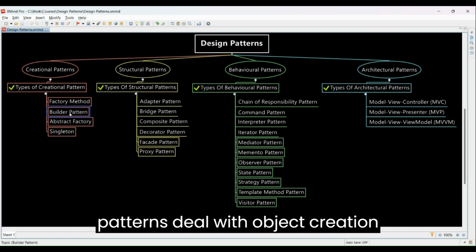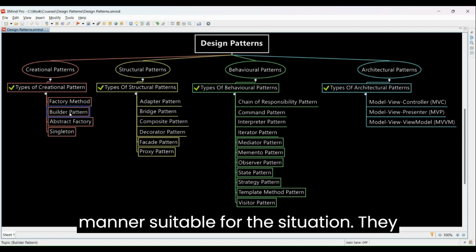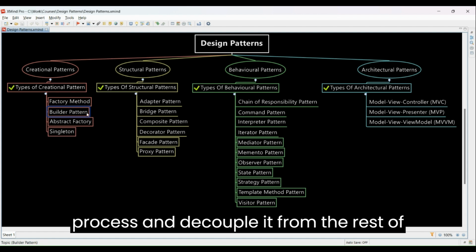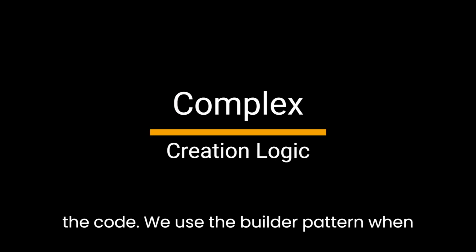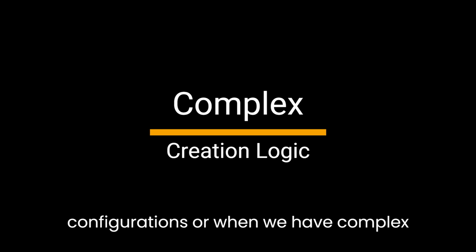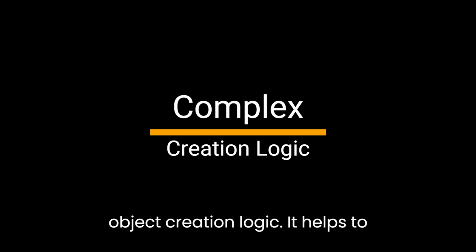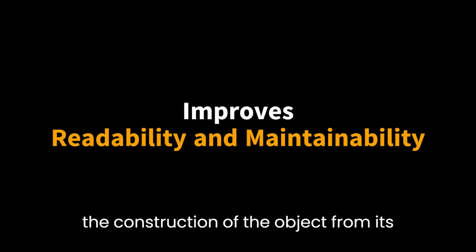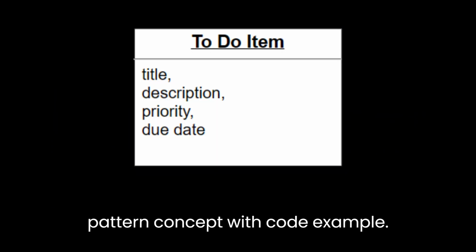Creational patterns deal with object creation mechanisms, trying to create objects in a manner suitable for the situation. They aim to encapsulate the object creation process and decouple it from the rest of the code. We use the builder pattern when we need to create an object with various configurations or when we have complex object creation logic. It helps to improve the readability and maintainability of the code by separating the construction of the object from its representation. Let's understand the builder pattern concept with a code example.